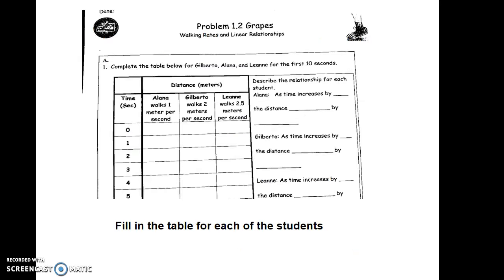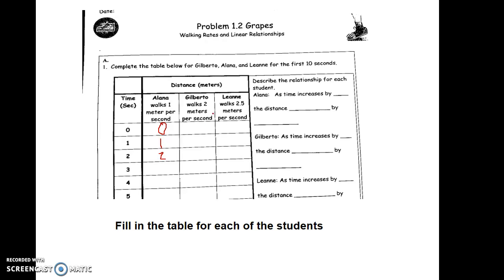So what we're going to do is use those walking rates, and you have this table in your paper, and what I'd like you to do is to please fill in a table for each student. So if Alana walks 1 meter per second, then after 0 seconds, she essentially hasn't started yet, so that would be 0 meters. Then after 1 second, she would have walked 1 meter. So for every second, she walks 1 meter per second. So for 2 seconds, it would be 2 meters. So you're going to continue to fill that in for her.